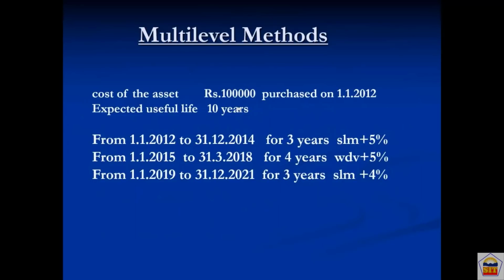As per the client requirement, they want the depreciation calculated for the first 3 years with the straight line method at a depreciation rate of 5%, and for the next 4 years under a different method, the written down value method, with the same percentage of depreciation. For the remaining 3 years they want the depreciation calculated again with the straight line method but with a different rate. This kind of requirement can be fulfilled under the multi-level method.